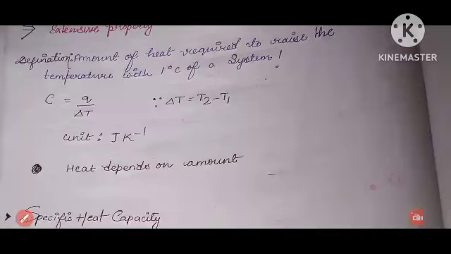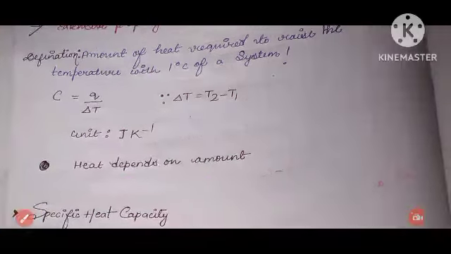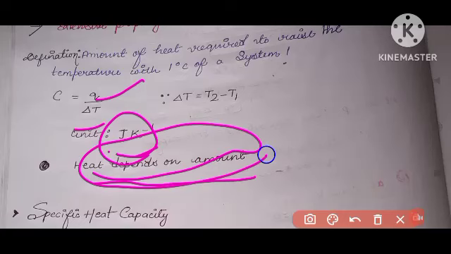Now its unit. So what is the unit of heat capacity? The unit of heat capacity is joule per Kelvin. Here we can see the unit of heat is joule and the unit of temperature is Kelvin. So joule per Kelvin or joule Kelvin inverse. Okay, now heat depends on amount. We already discussed this, we understood this point from extensive and intensive, right.